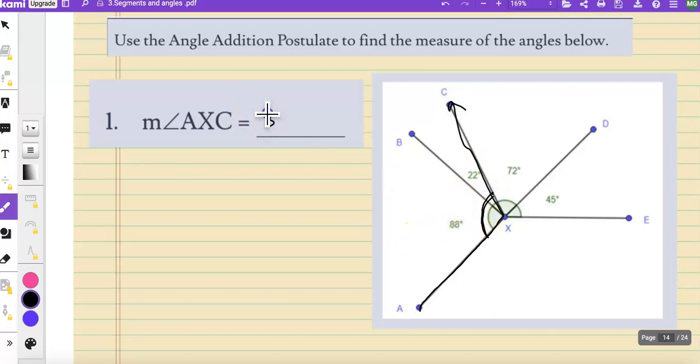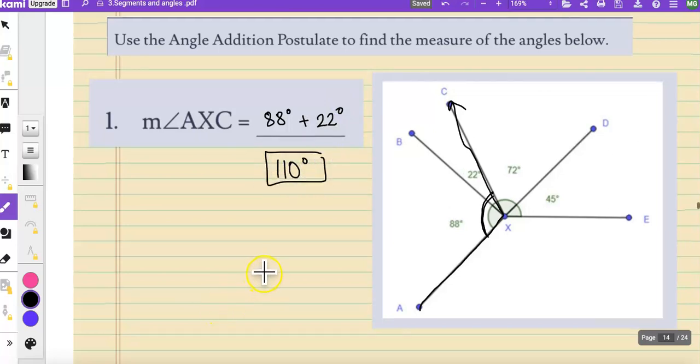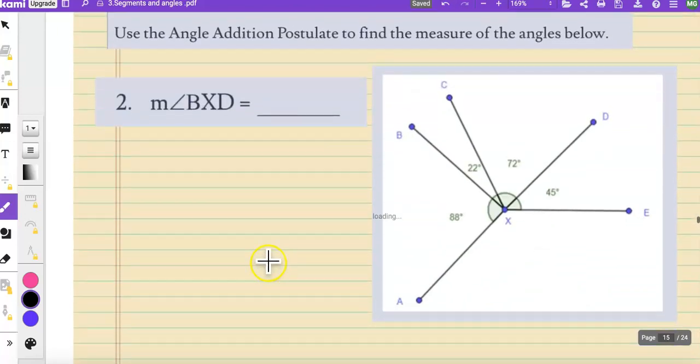So this is what? 88 degrees plus 22 degrees. What is the final answer? 110 degrees. Super easy. Am I right? Yes. Let's do one more problem. Again the same thing. BXD. Okay, let's look for BXD. It starts from here B, it goes over here X, and D over here. Alright, this is the angle we are talking about, so add these two numbers. So it will be your 72 degrees plus 22 degrees. What is this? That's your 94 degrees.